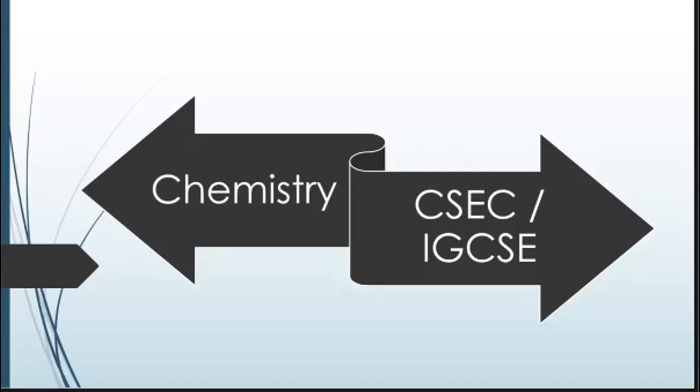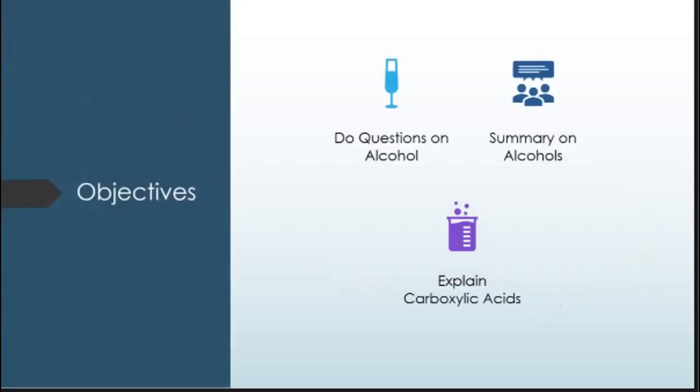Okay, so today we want to look at a couple of things. Firstly, the objective of today's lesson is to answer some questions on alcohols, do a summary of alcohols, because that was the last thing we did, and then start talking about carboxylic acids. That is the intention of today's lesson. It is geared to helping reinforce firstly the concept on alcohols and then introducing you to carboxylic acids.